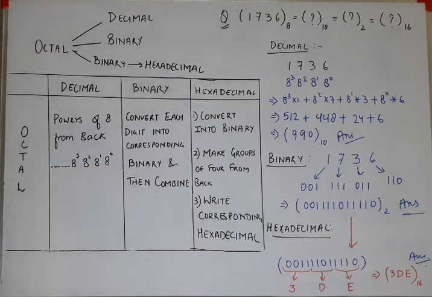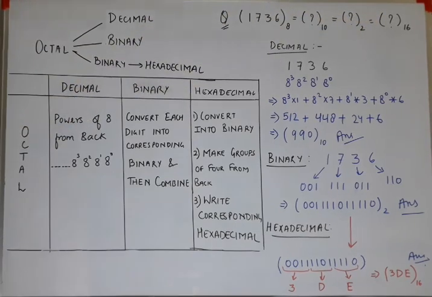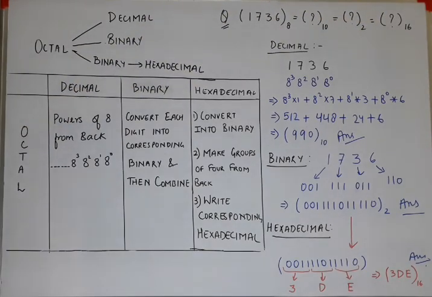Now let us understand this procedure with the help of an example. Suppose we have 1736 as the question in octal number. Okay. Now it has to be converted into decimal, binary and hexadecimal. Now see the conversion method.